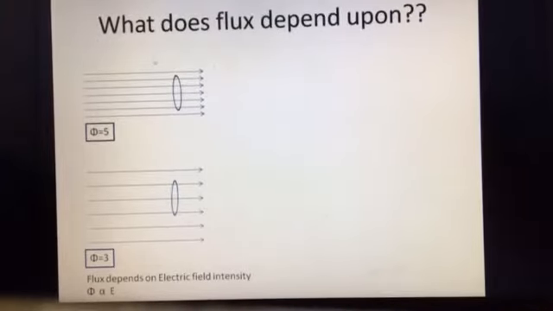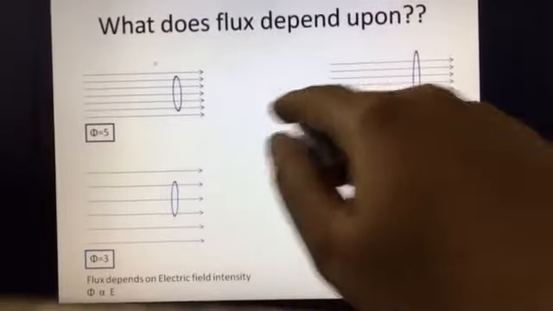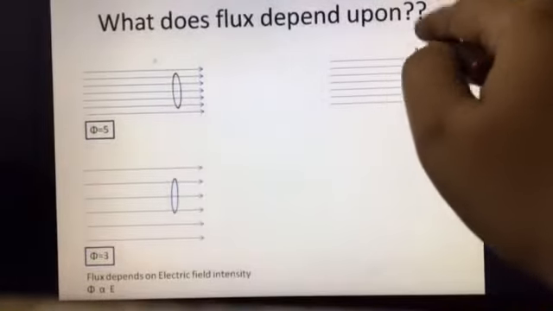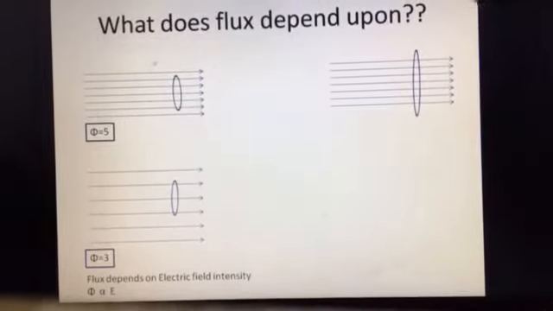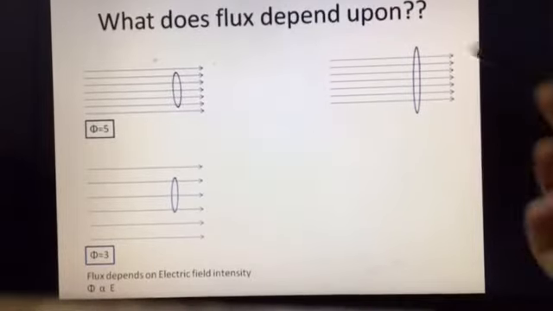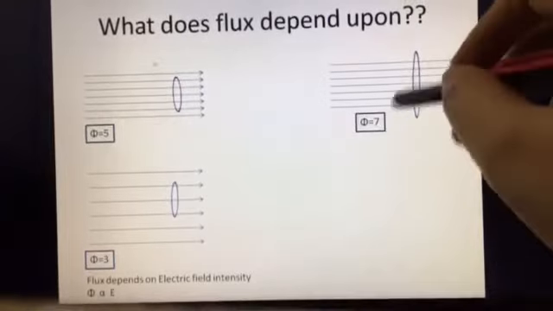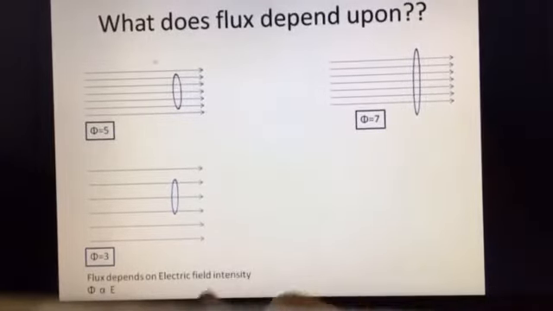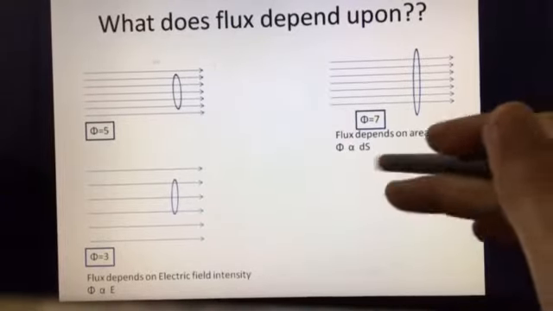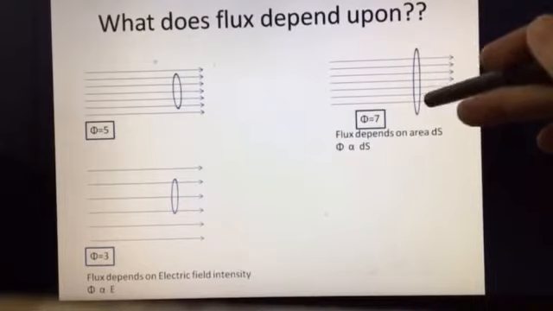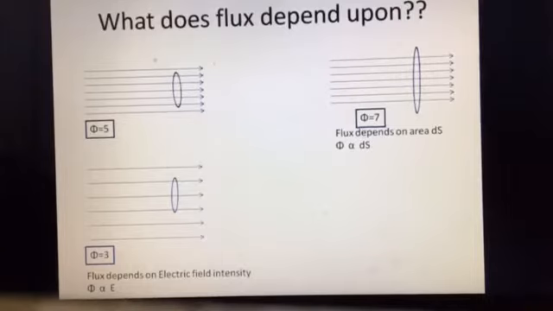What else? Now let's change the area and see what happens. Now the electric field is remaining the same and I have changed the area. I have increased the area. As area has increased, what will happen to the flux? Now see, the number of lines passing through the area is going to increase. So the flux has become 7. 7 lines are passing through this area. What does that tell us? It tells us that flux depends on area dS and it's proportional. If area increases, flux increases. If area decreases, flux will decrease.